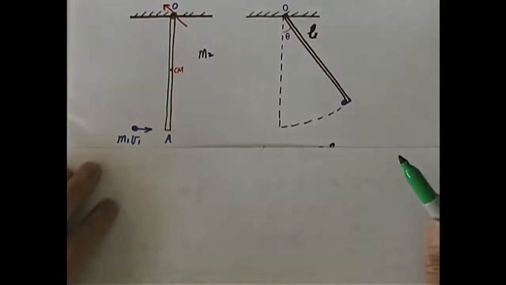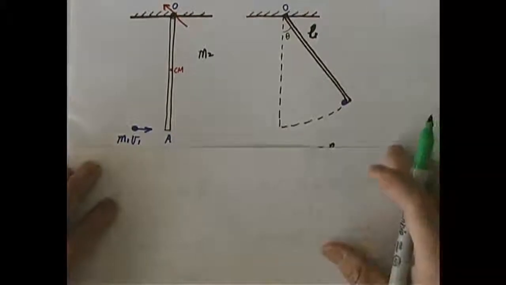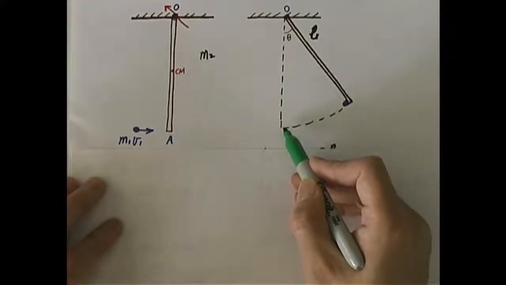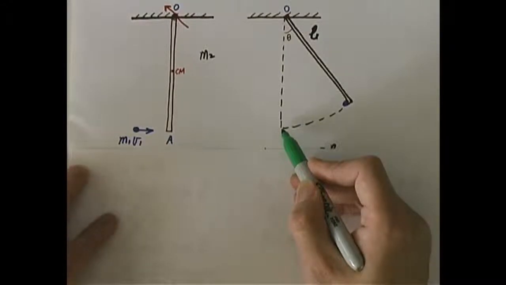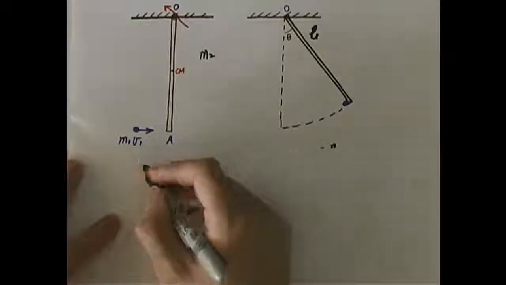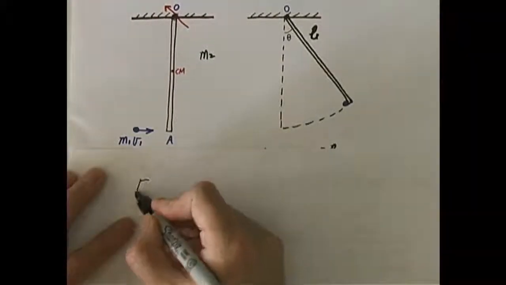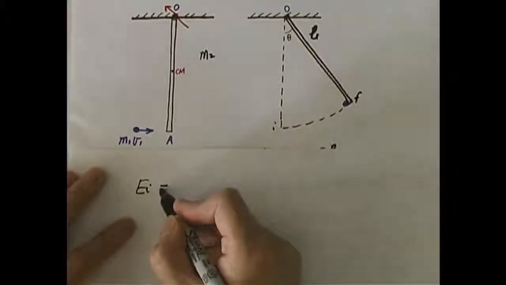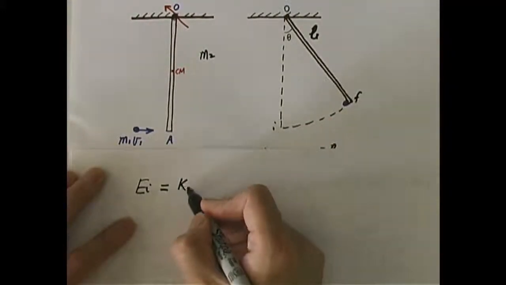Okay, so now we're ready to solve for this angle theta. We know the angular speed omega right after the collision, right? So what is the kinetic energy of the system right after the collision? Well, that I can find out. It is equal to E initial. Now this is the initial state, this is the final state. E initial, what is that equal to? It's only kinetic in nature.